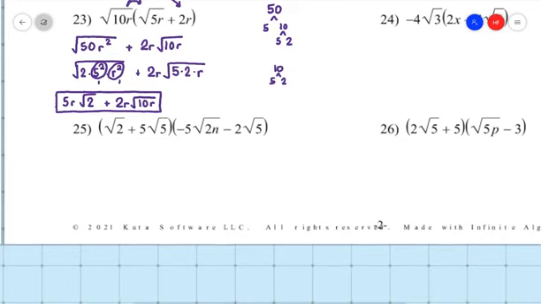Now number 25, we've got foiling that has to happen, some distribution. So if it's hard to tell where each of your terms stop, then box them in, draw circles around them, whatever you need to do so you can see where each of those terms stops and starts. So we're going to take this square root of 2 and multiply by both of these terms. So square root of 2 times negative 5 square root of 2n. Since square root of 2 is underneath the radical, that's where that multiplication is going to occur. So we'll have 4n.